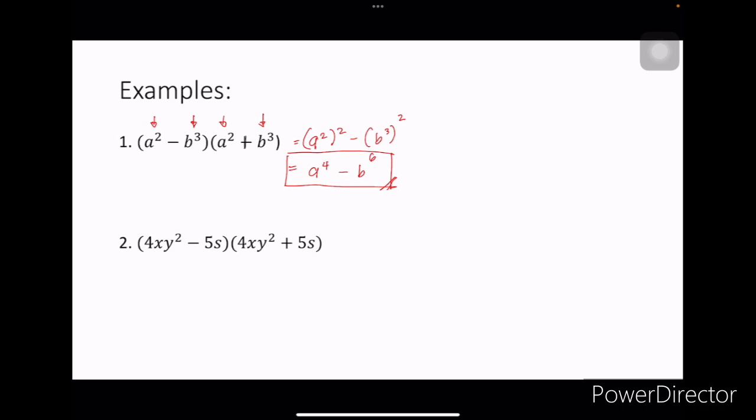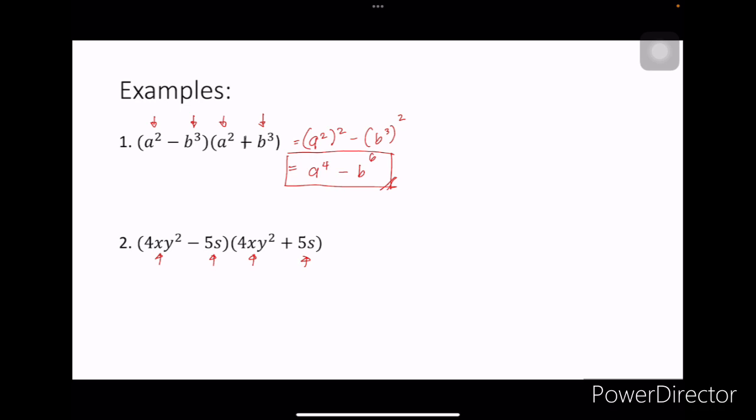Now, if you have this expression here, check if you have common first terms and second terms for each factor. So you have 4xy squared for the first factor, and you have 4xy squared again. At the same time, your second terms for each factor are still the same. And then, if you check the operation, it's negative and plus. So I think it falls under the sum and difference of two expressions.